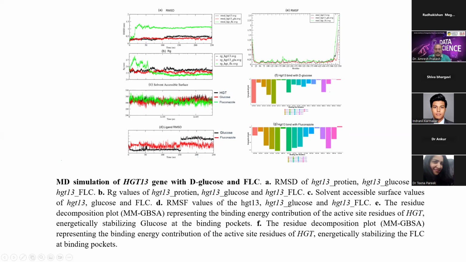If we take the SASA, there are no major significant differences, because the peaks are very small. The up and down is visible only because we have taken a very small scale. Once you take a larger scale, it will appear like a straight line.